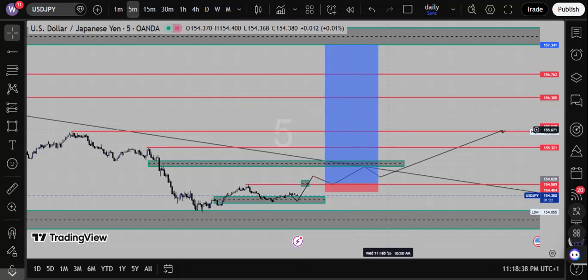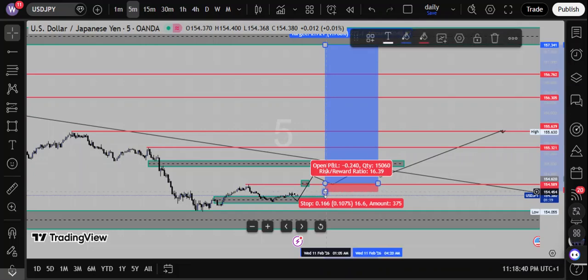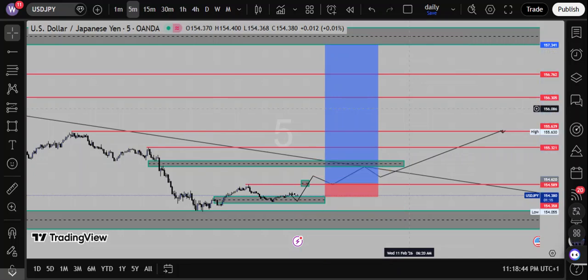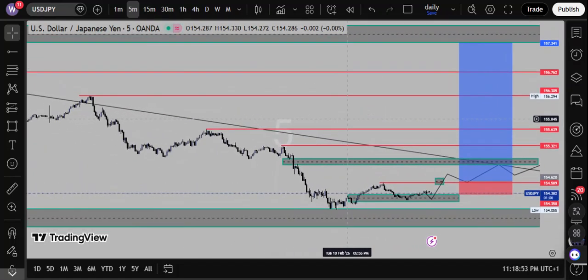And with this setup alone, you're having a 1 to 16 risk to reward ratio. This is massive, guys. Let's say you want to put your stop loss, this is a 1 to 10 risk to reward ratio. So you keep on breaking even until you get to the top right here. So it is as basic as that. Follow the same law, and this is your checklist, guys. I'm giving you this free checklist.